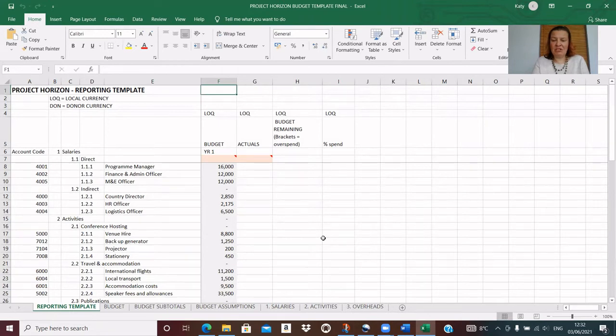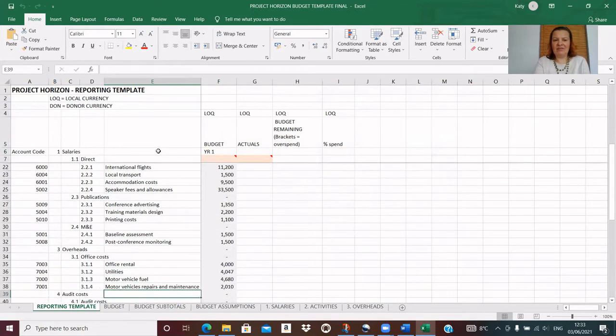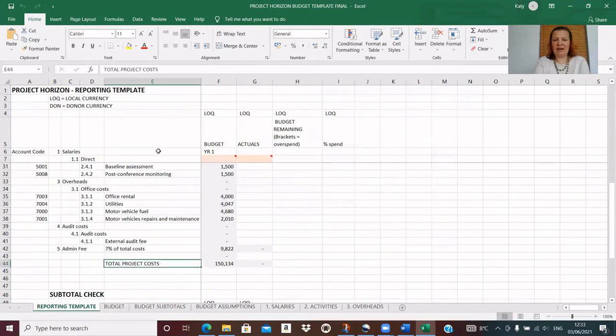So here we have a budget template, and this is the overall summary sheet that we are working up to, having our budget in place for our salaries, our activities, our overheads, and our audit costs and our admin fee. But in fact, with a budget template, we should start at the back. So by starting at the back, I mean we should go through each of those categories and budget them and build up to our summary sheet. So let's start with our salaries.